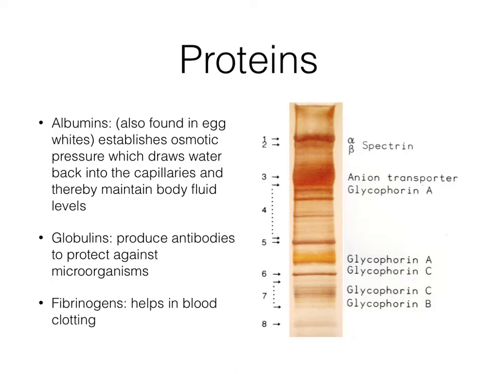Proteins. Proteins are also found in your blood, specifically albumins, and they are also found in egg whites. These establish osmotic pressure, which draws water back into the capillaries and thereby maintains body fluid levels. Globulins produce antibodies to protect against microorganisms, and fibrinogens help in blood clotting. To the right is a picture of proteins that you'd find in and around the cell membrane.